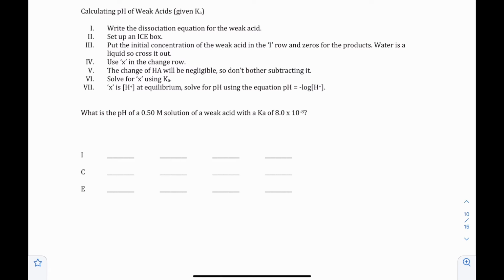To calculate the pH of a weak acid given its Ka, we use the following steps. Write the equation for the dissociation of the weak acid. Set up an ICE box with the initial concentration of the acid, zeros for the products, and liquid water crossed out. Use X in the change row and make sure to follow the stoichiometry of the reaction. And assume the change for the acid will be negligible, so don't bother subtracting it.